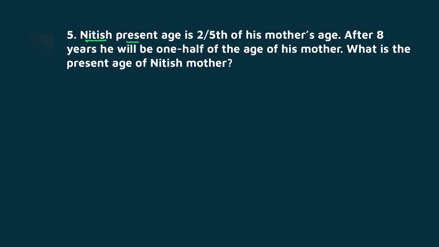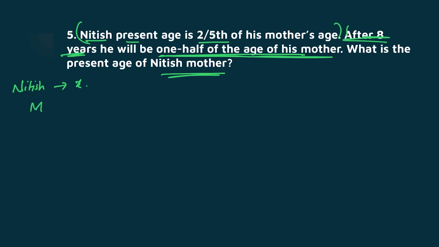Nitish's present age is 2/5 of his mother's age, and after 8 years he will be 1/2 of the age of his mother. What is the present age of Nitish's mother? This is the question. Segregate the question first. Nitish's present age: let's consider the present age of Nitish as x and let his mother's age be y.